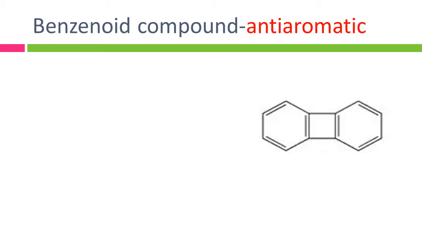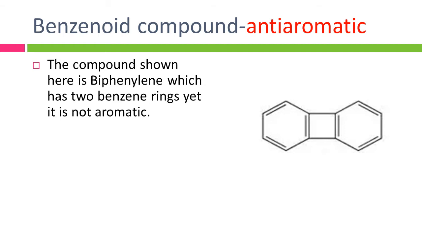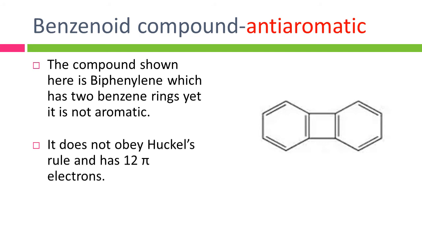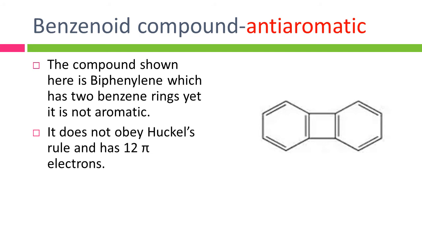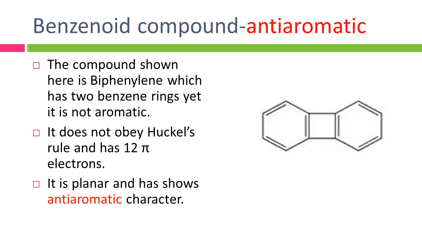Benzenoid compounds which are anti-aromatic. Let's see an example of a benzenoid compound which is anti-aromatic in nature. Even though it has the structure of benzene, the biphenylene has two benzene rings. In it, it is not aromatic. It does not obey Huckel's rule and has 12 pi electrons. Hence, it is anti-aromatic in nature, which is also planar.